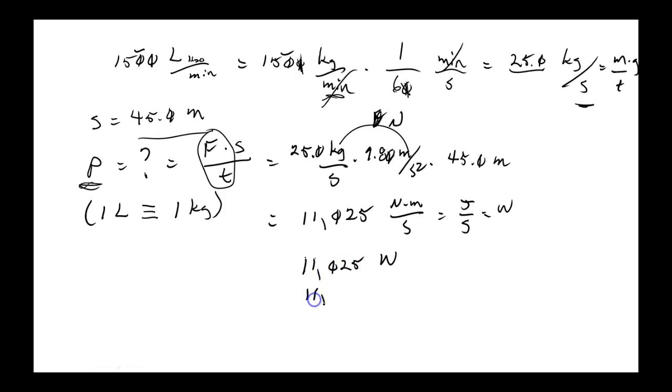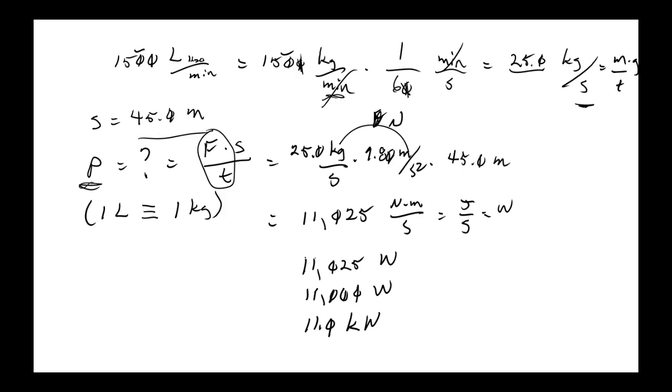So that'd be 11,000 watts. But the original problem said in kilowatts. What power in kilowatts? So we need to change that to kilowatts. What would that be? 11.0. You're absolutely right. Kilowatts. We need 3 significant digits, so we need that 0.0 there. 11.0 kilowatts, and that's what the book has. Good for them. They got it right too.